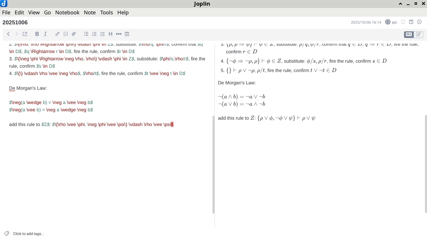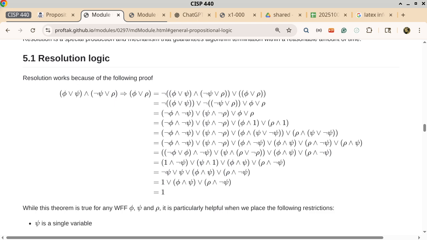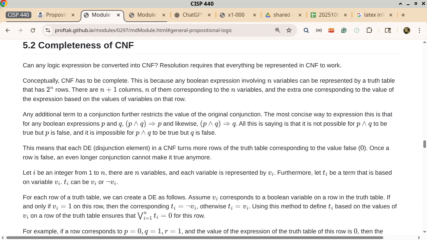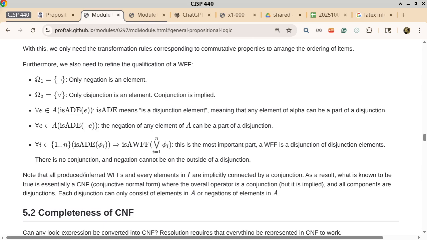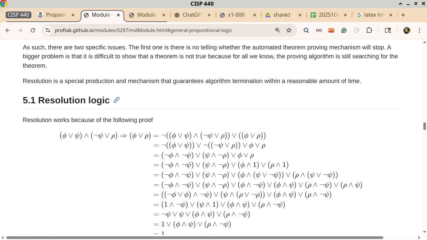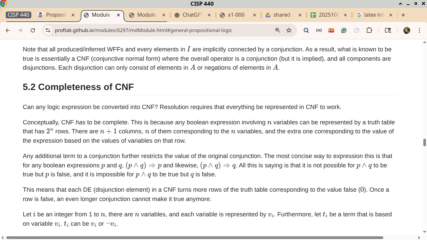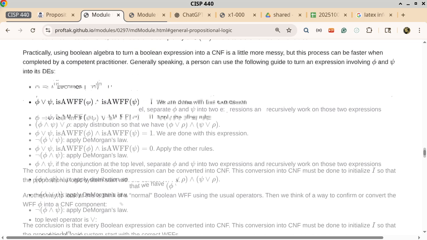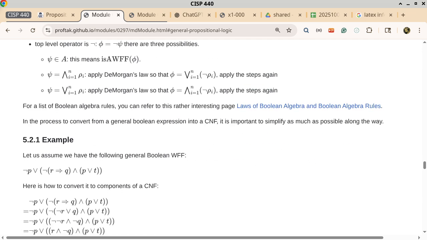So in terms of the notes, because I really want you to read this ahead of the class, we are now going into the CNF part of this entire discussion. We need to look into what exactly a CNF is, which is actually talked about here as well. You need to read everything from resolution logic, hopefully including the completeness, which is not super important, but going through the example is important.